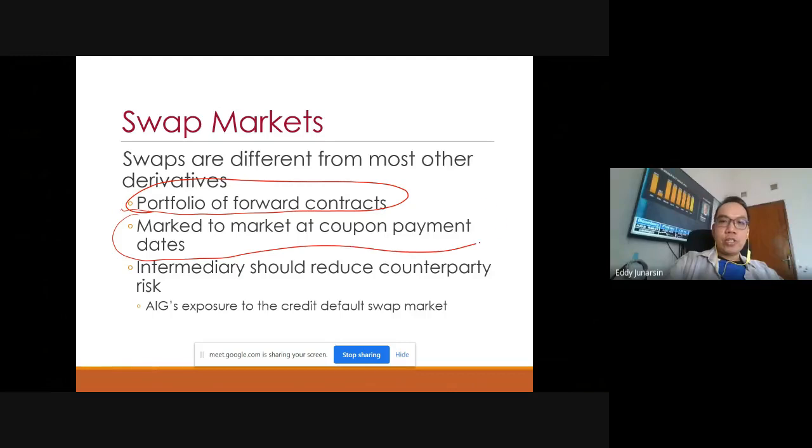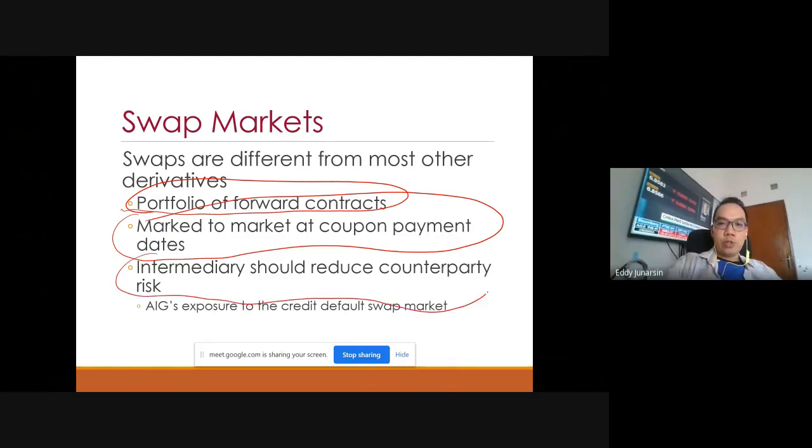And another unique feature of the swaps contract is that it is marked to market at coupon payment dates, like interest payment dates. And what is the mark-to-market mechanism again? It means we revalue or reassess the market value position of a derivative contract, maybe every afternoon, or every morning or something like that. I've talked about this also during the forward and futures discussion in another lecture series, another YouTube video. So you can review the concept of the mark-to-market mechanism there.